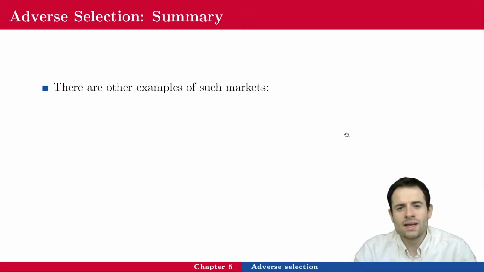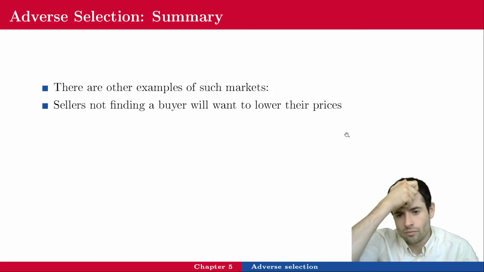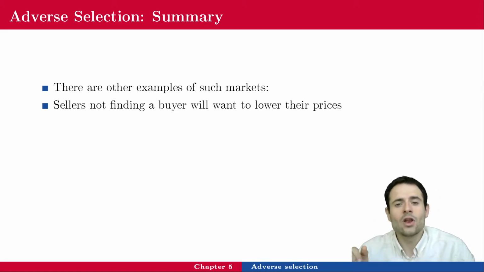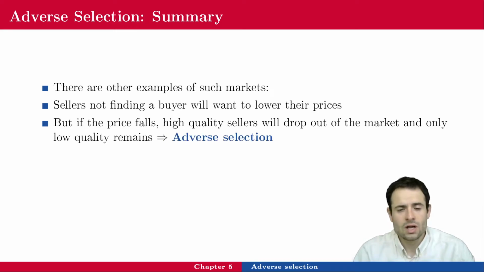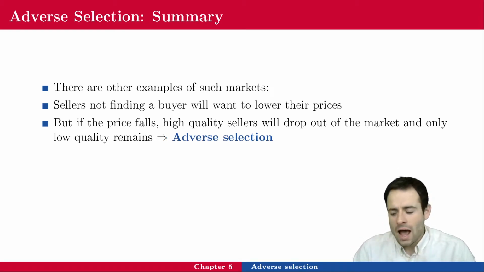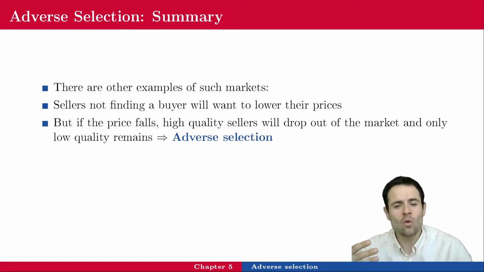So let's summarize and give other examples. Sellers not finding a buyer will want to lower the price. If they lower the price below a certain threshold, it will give a signal, it will give the information that the good being sold is not a high quality good anymore. So if the price falls, high quality sellers will not be able to find a buyer. They will drop out of the market, and only low-quality goods are going to remain. And this is what we call adverse selection. The adverse type, the low-quality type, is the one that is being selected at the end.